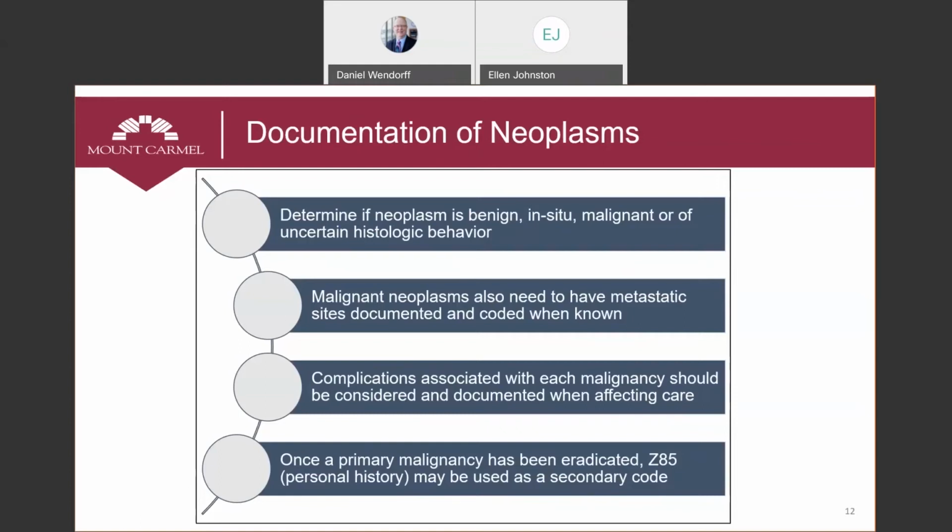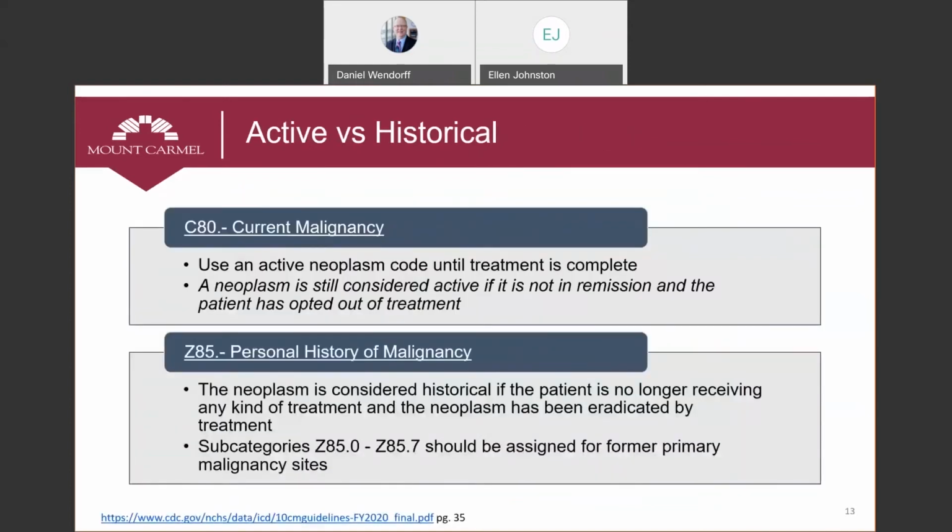It is important to properly document and code whether the patient's cancer is ongoing or in remission to better represent the patient's burden of illness. Primary malignant neoplasms should be coded as active when they are actively receiving treatment or being managed. This active code should be used until there is no further treatment required for the site, or if the patient is not in remission but has opted out of treatment.